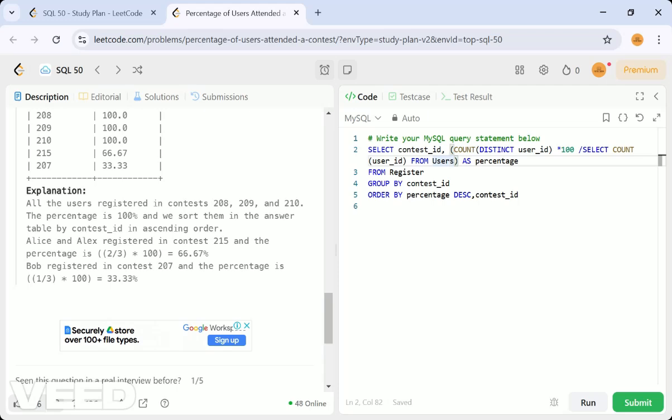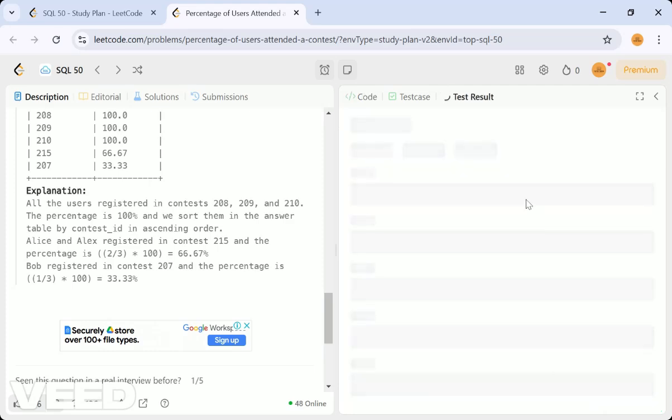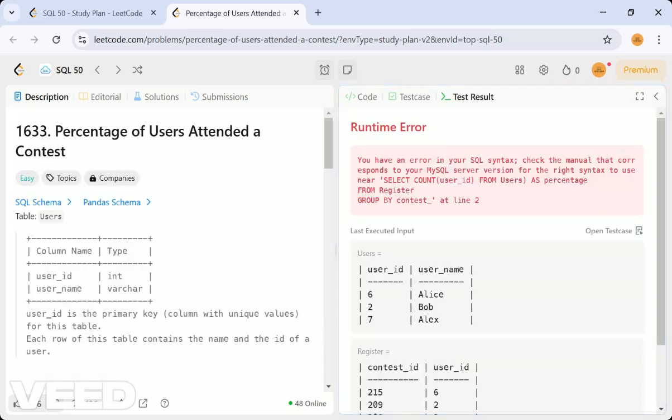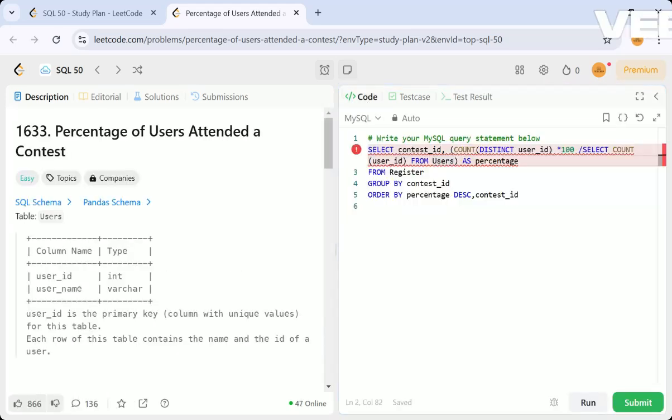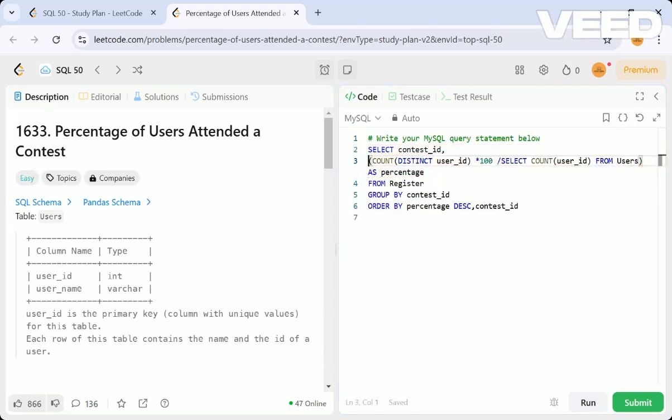So I'm just running this, to make sure what we are actually getting up to here. Error in syntax. Let's see the syntax first of all. What we are doing is first rounding up the distinct user id multiplied by 100 divided by the select. So yeah, here we have a select subquery. Here we have to give it an alias, percentage. Now this will work.